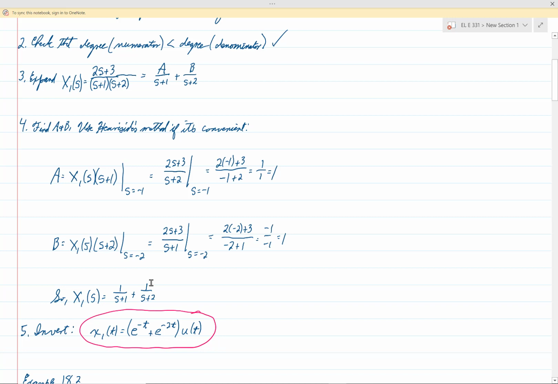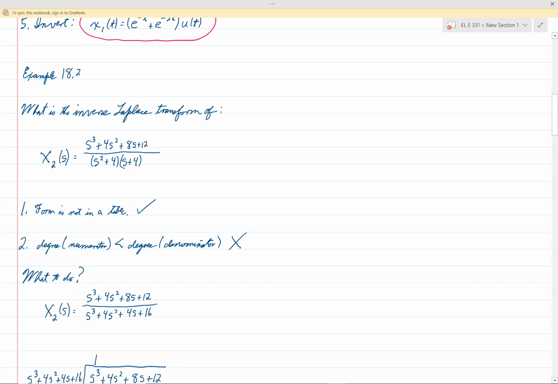Once you have your expansion worked out, each one of these terms does match an entry in your table 3-1, and so we can conclude that x1 of t is e to the minus t plus e to the minus 2t, times u of t. So that's the first example of inverting a Laplace transform. Now let's look at another example. This is example 18.2.